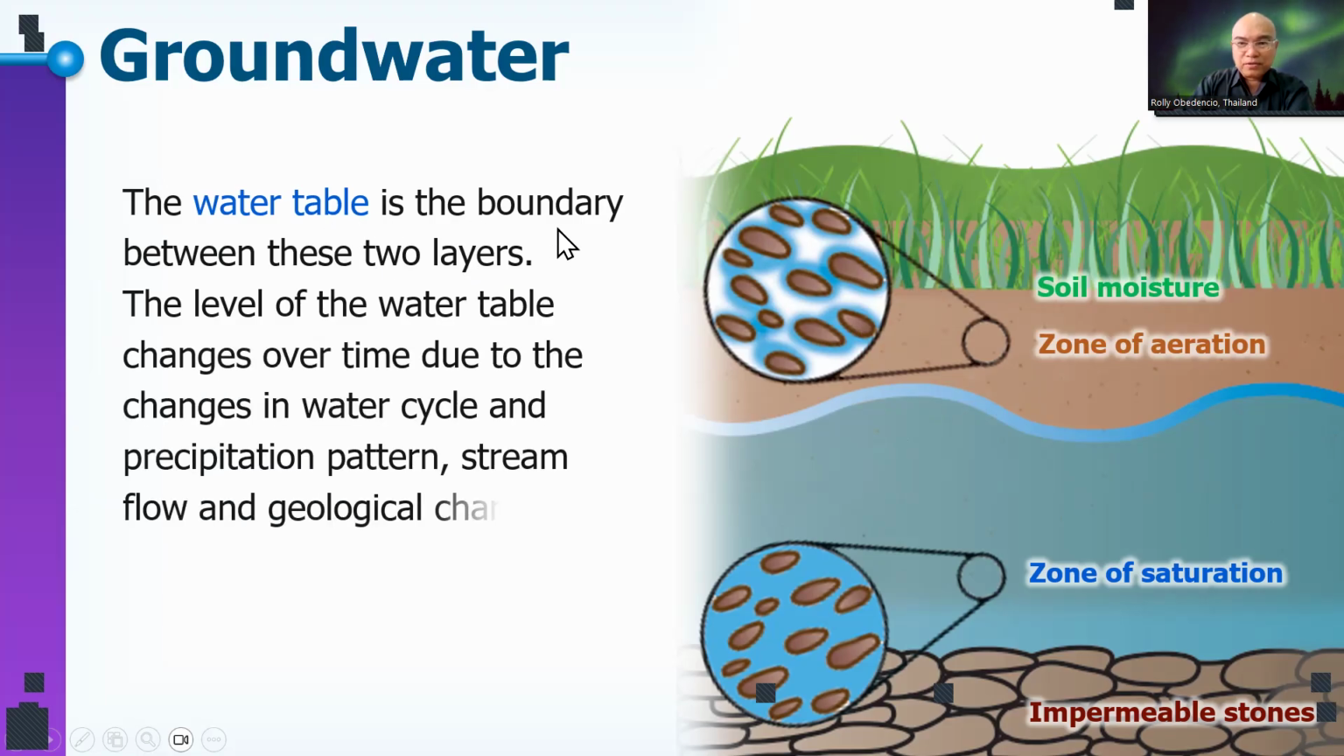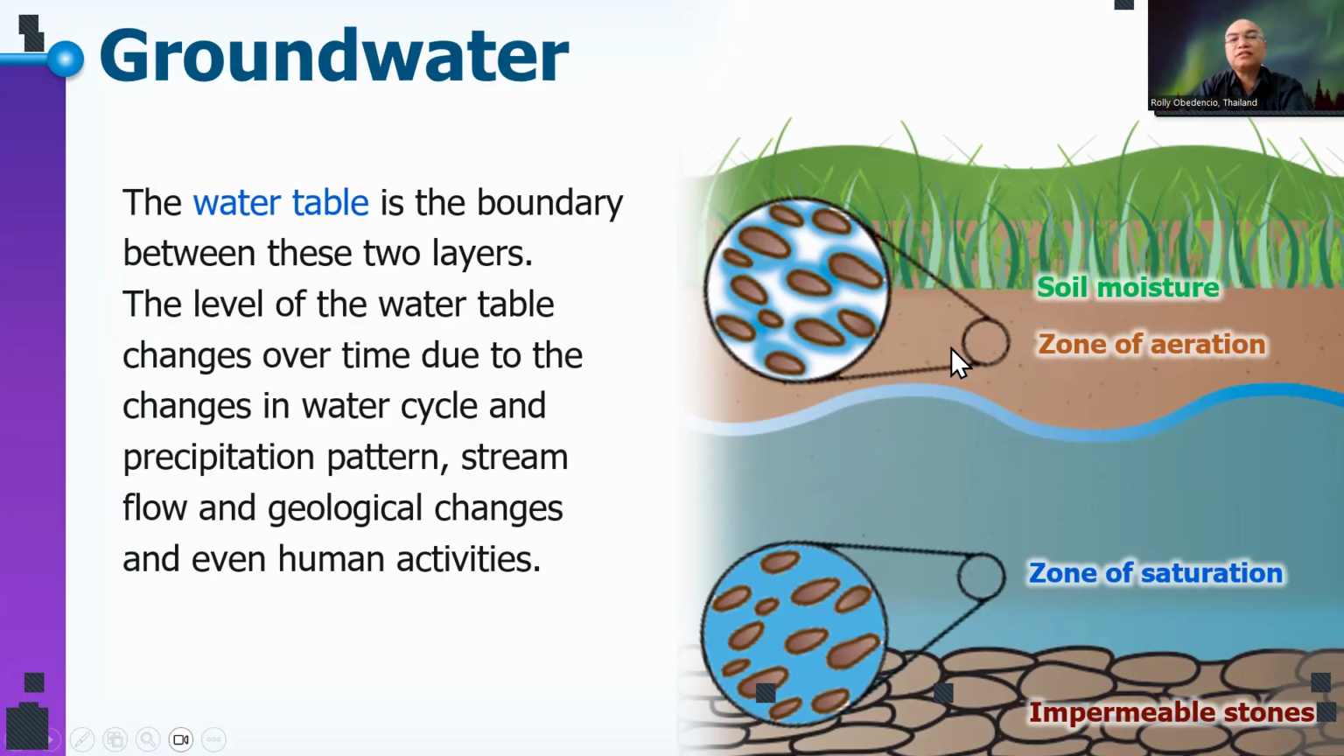The water table is the boundary between these two layers. The level of the water table changes over time due to the changes in water cycle and precipitation pattern, stream flow, and geological changes and even human activities. This is the water table.